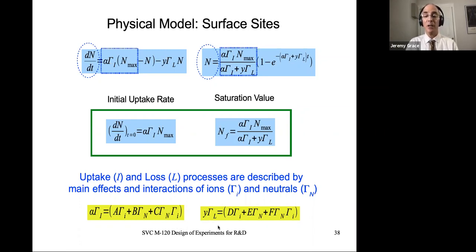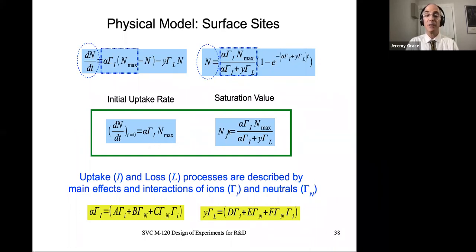And similar to the silicon etch example, those ions can etch things free. Those neutrals can abstract things. And then there could be a synergistic effect, as was seen by Coburn and Winters. So I have two different main effects and interaction models. And I can fit the first one by standard DOE. I just fit this thing to the uptake rate that we measured.